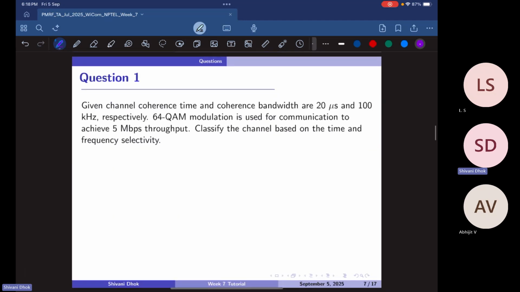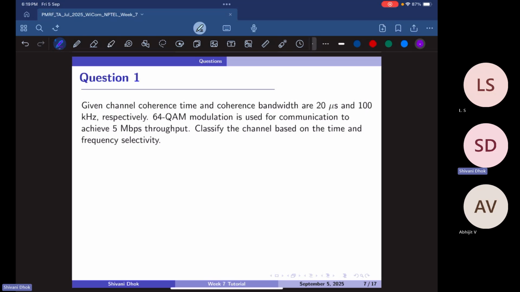So this is the first question. It says that given the channel coherence time and coherence bandwidth are 20 microseconds and 100 kilohertz respectively, 64 QAM modulation is used for communication to achieve 5 Mbps throughput. Classify the channel based on the time and frequency selectivity.